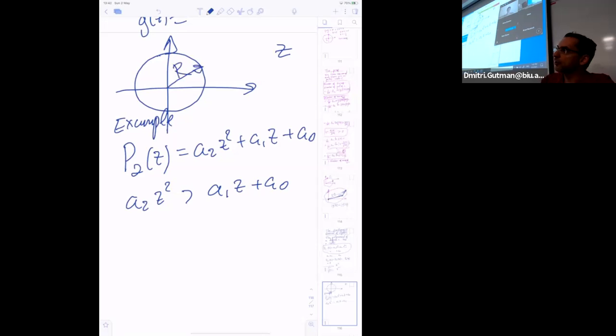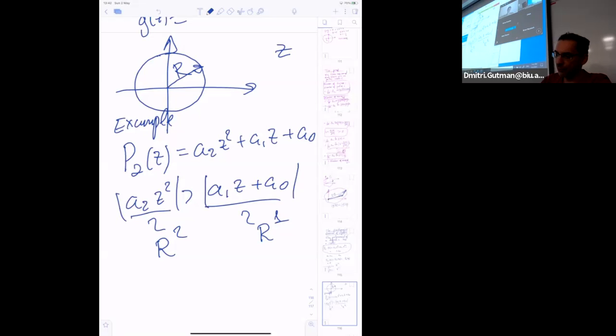Is very large. So if I take, it's clear that this grows quadratically as R grows. So this scales as r to the power 2, this scales as r to the power 1. So I can always choose a circle that is so big that this term is bigger than that term in absolute value. Okay, so we are choosing a very big circle. And then we know that the first term is always larger than the rest of the polynomial together.